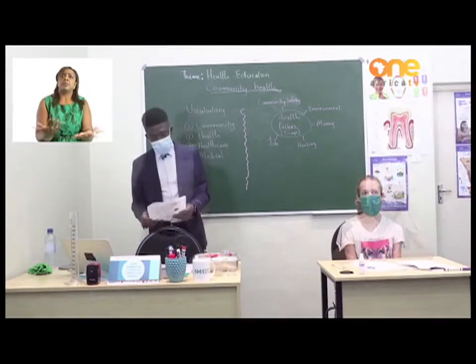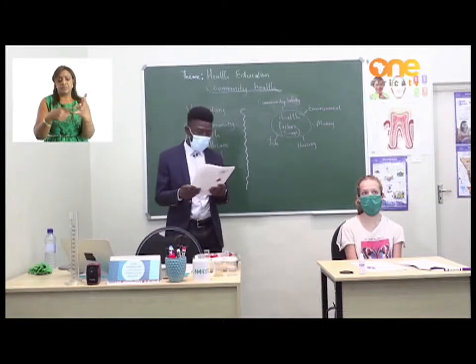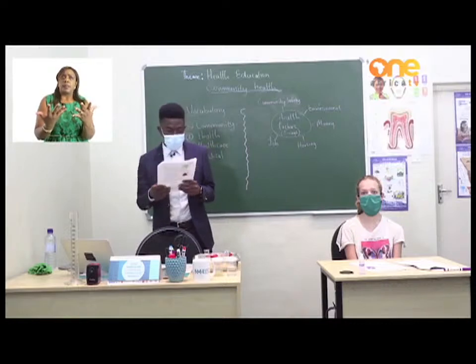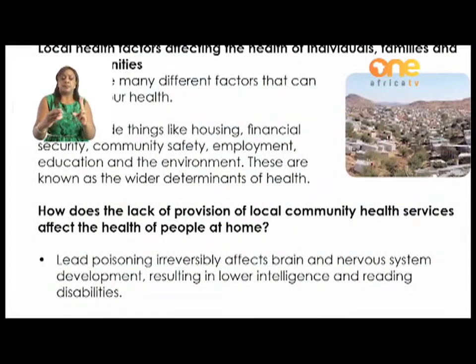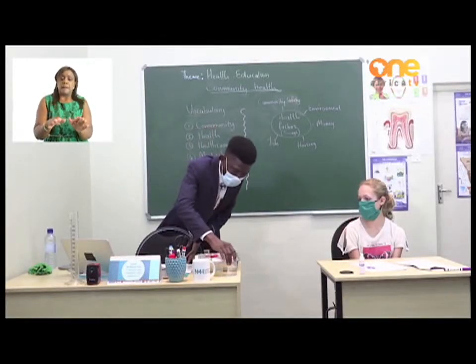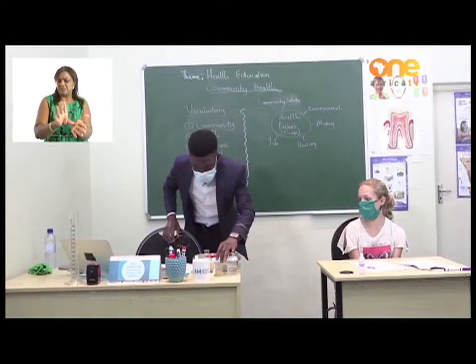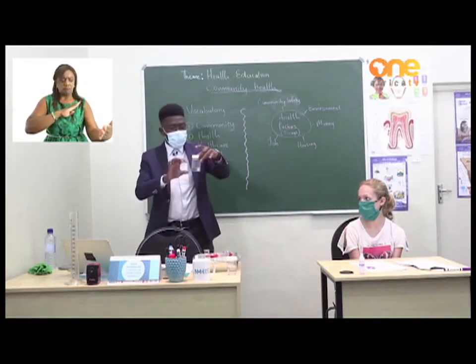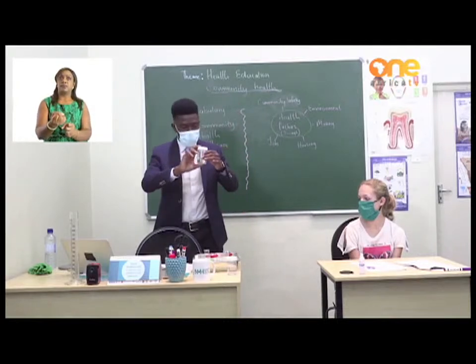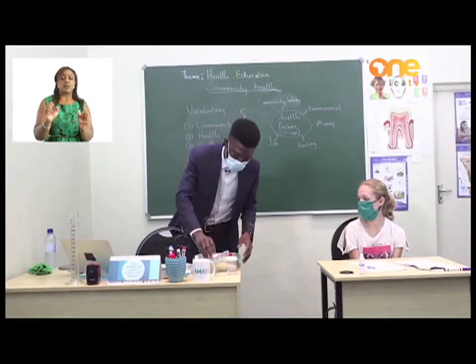Right. Now that we have looked at the factors affecting the community, let us look at how the lack of provision of local community health services affects the health of people at home. Right. The first one is the common one. It says here, lead poisoning. This is the water that we get from our taps at home. When you see it looks a little bit brown, it means it has lead content in it, which means that water is unsafe to drink.